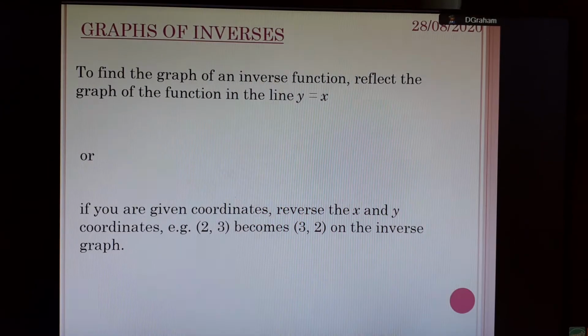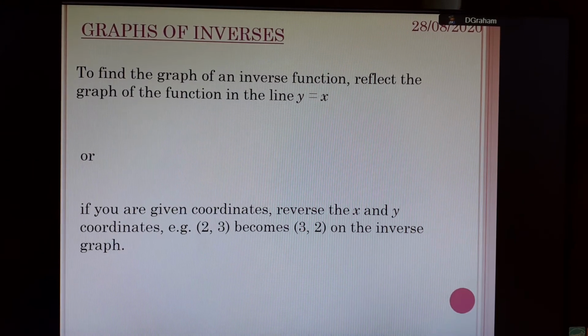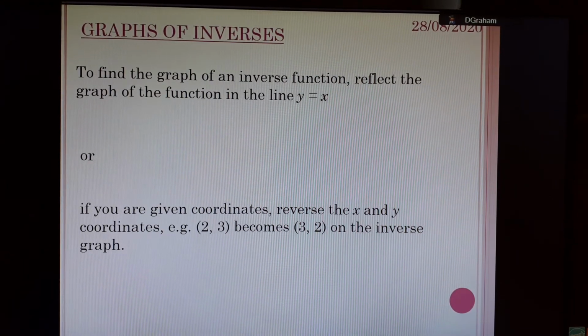Also, if you are given coordinates on the original graph, then a technique that you can use is to reverse the x and y coordinates. So if you have 2, 3 on the original graph, then 3, 2 will be a point on the inverse graph.